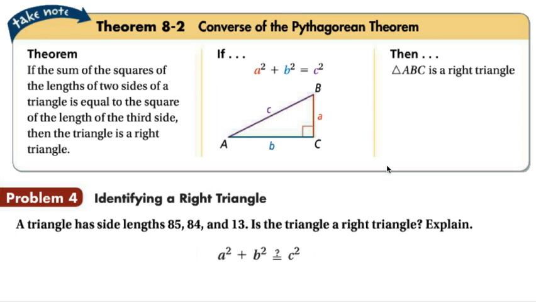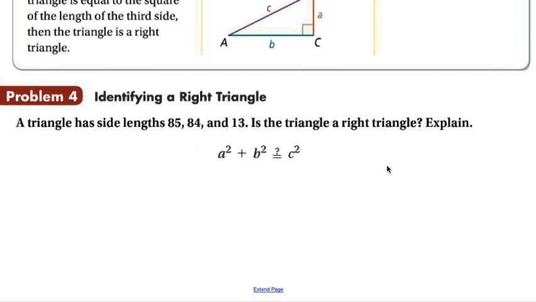So here's our converse of the Pythagorean theorem, and it says if a squared plus b squared equals c squared, then it's a right triangle. So now we can identify whether or not things are right triangles based on the lengths of the three sides of the triangle. The key to figuring these out is checking to make sure that the biggest number in the triangle is always where c goes.